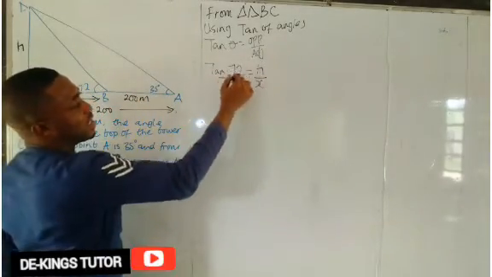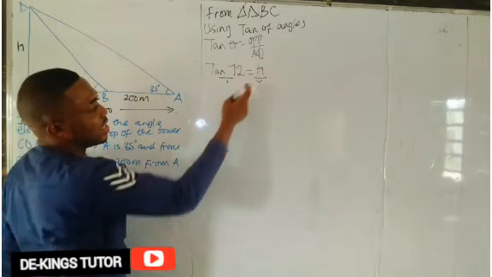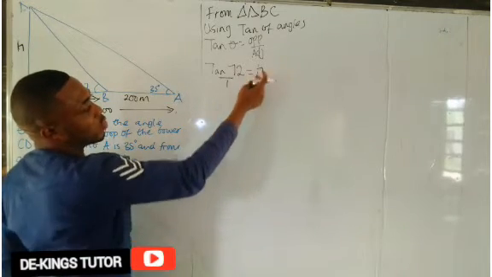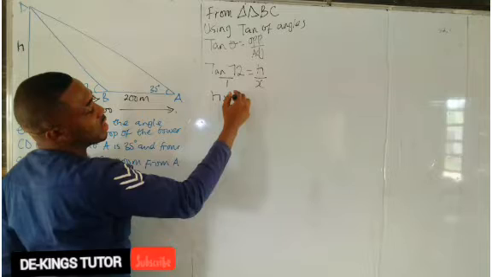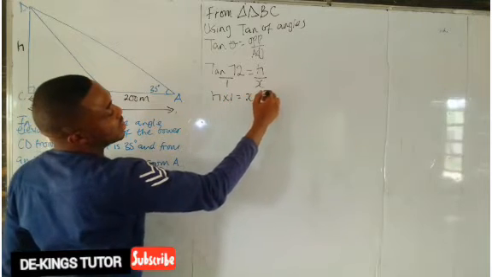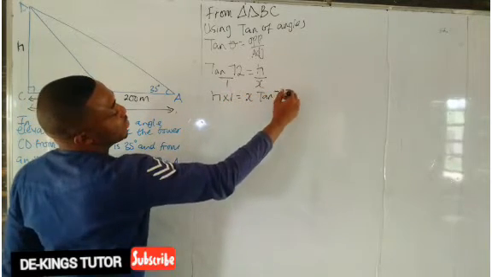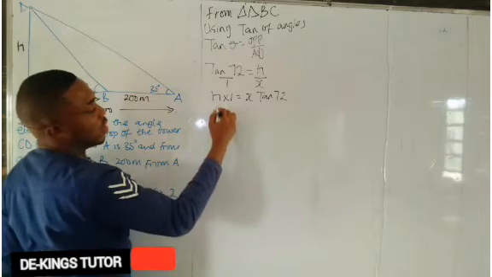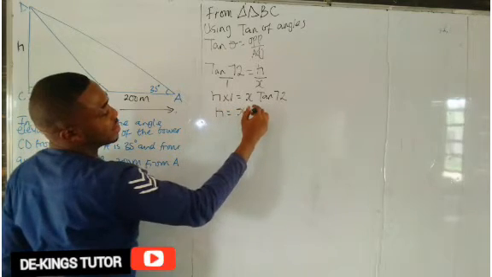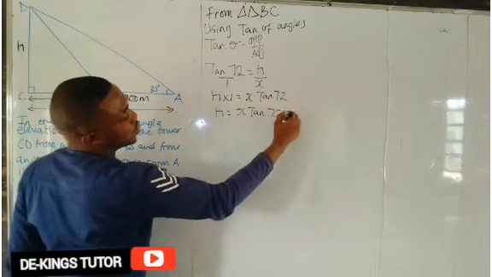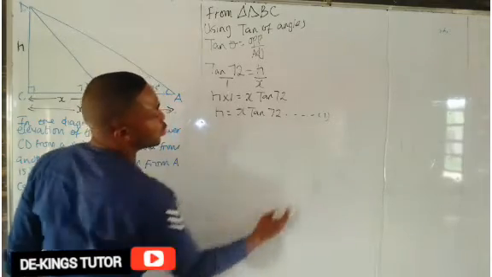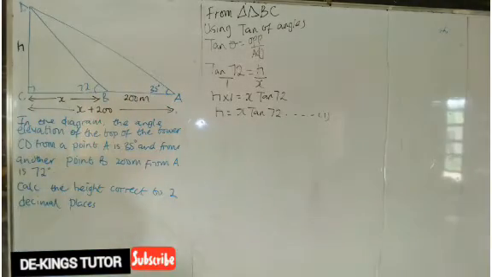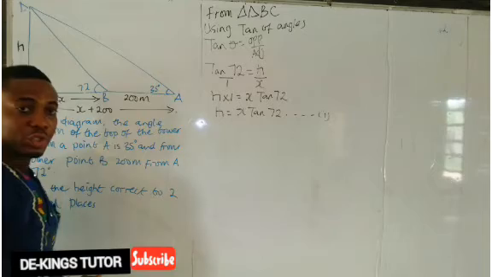So we want to get X, same thing as we want to get H. So we cross multiply. We have H times 1 equal X times tan 72. So we have H equal X tan 72. Now we can call this our equation 1.